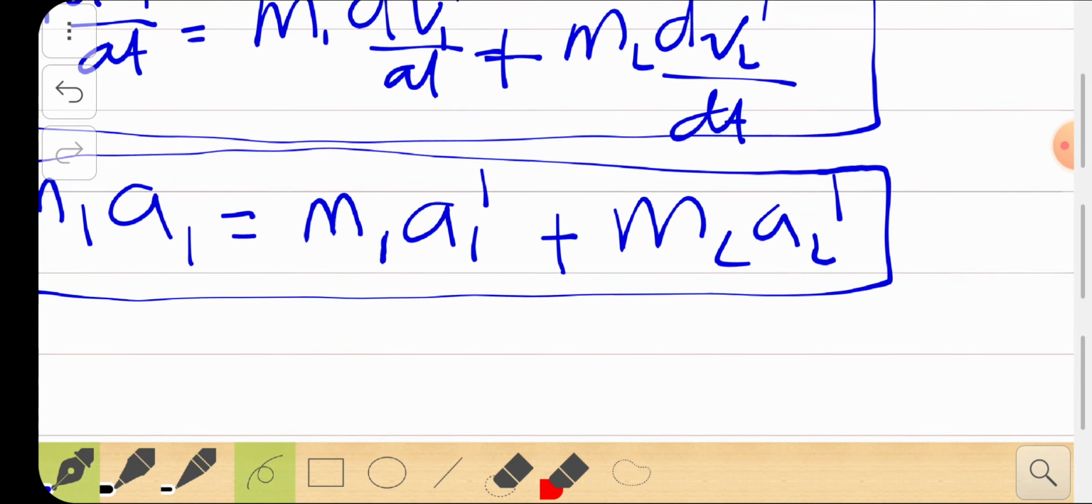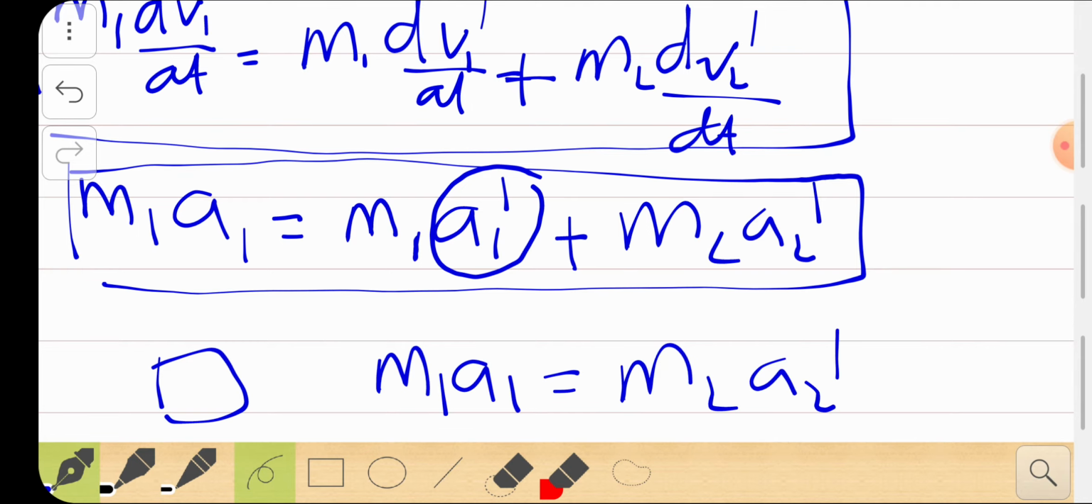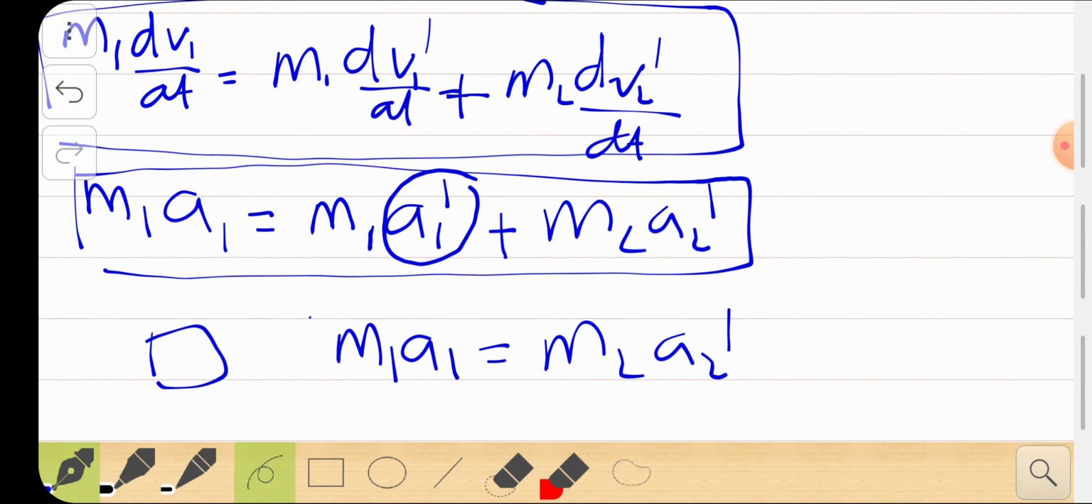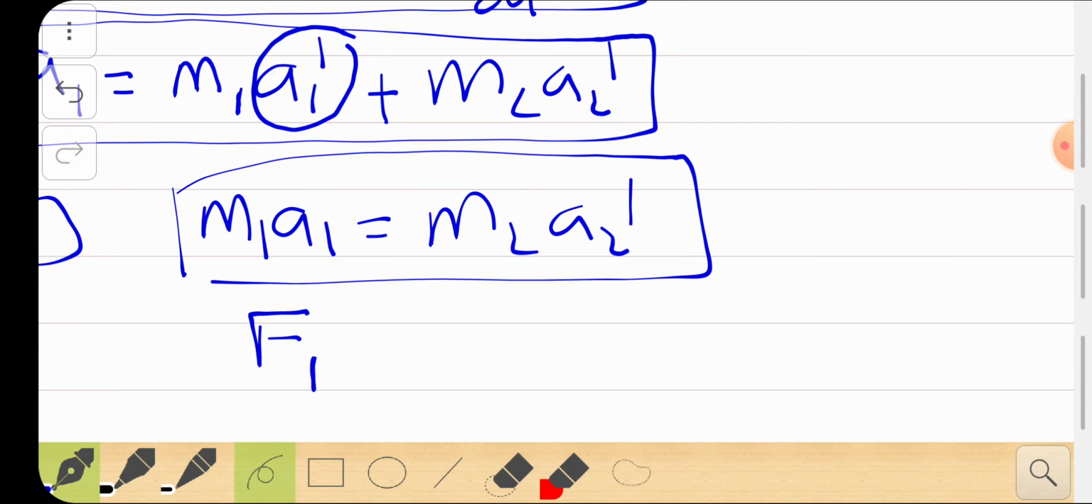Now if the first marble was at rest after collision, then you can say m1 a1 must be equal to m2 a2 dash. This means that the force on the first body before collision is equal to the force on the second body after collision, which you can call f2 dash. So this means that the force is completely transferred to the second body after collision.